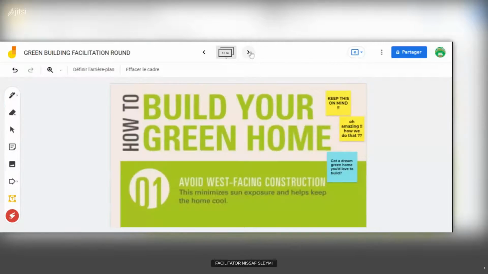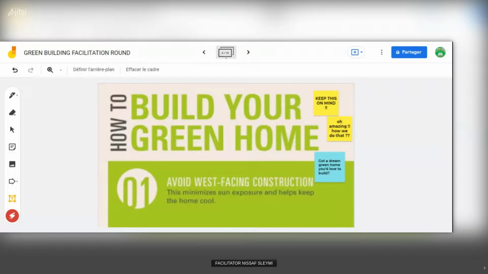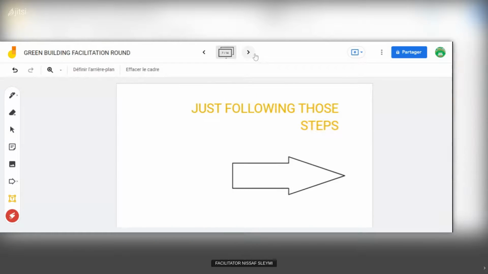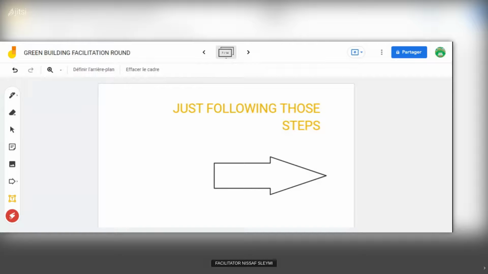So let's now move to the most important step in our session: how to really build your green home. It's very important to understand that in an easy way and keep it in mind, because if you want to get the dream green home you'd love to build, you have to understand the steps. In this facilitation session, we are just following some easy steps to move forward and build your green home.